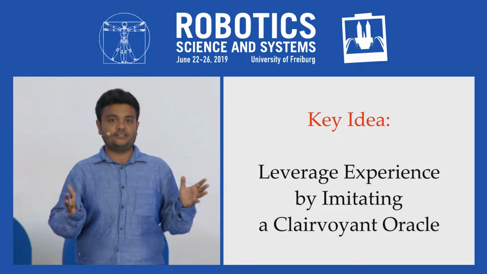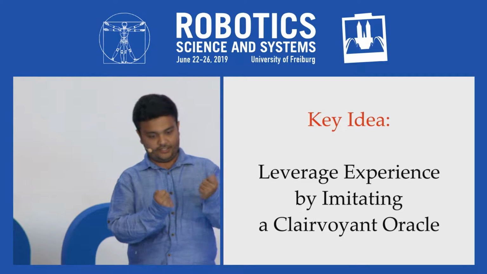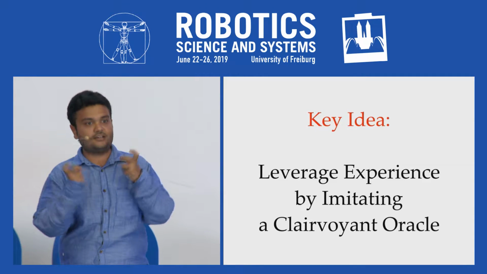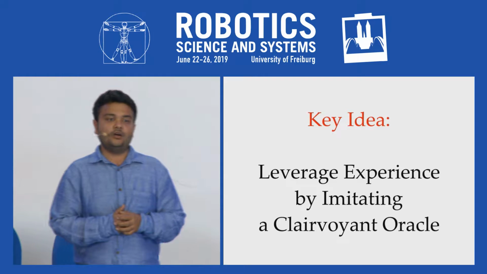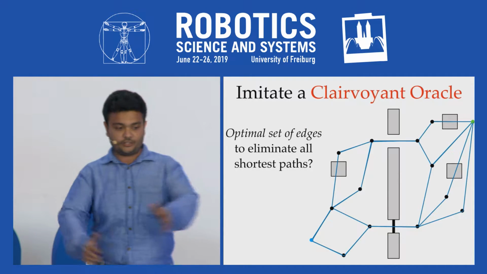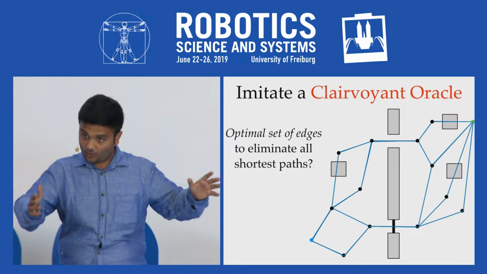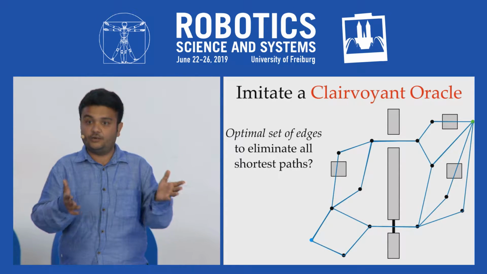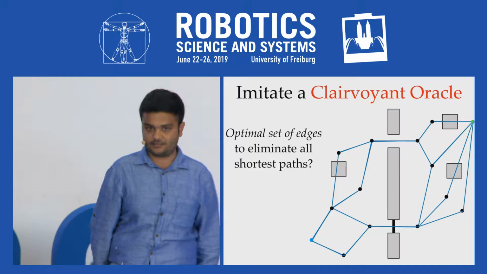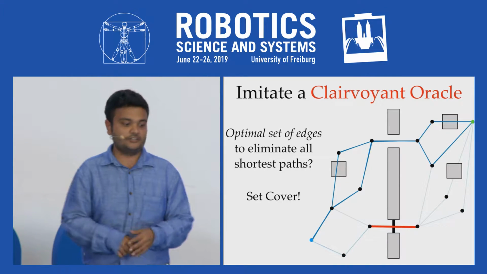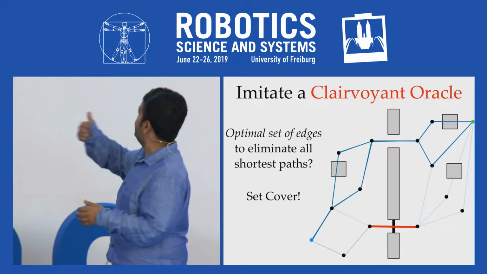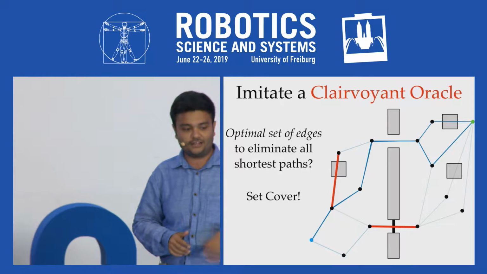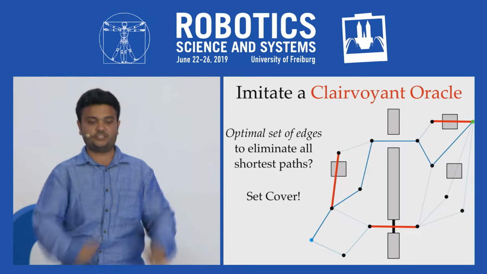So our key idea is that we want to leverage such intuition by imitating a clairvoyant oracle. And what is a clairvoyant oracle? Well, imagine I told you the statuses of all the edges on this graph. What would be the optimal set of edges to evaluate to eliminate all shortest paths? And the answer is set cover. So using set cover, you can see that all you need to do is evaluate those three edges, and you'll end up with the shortest path.